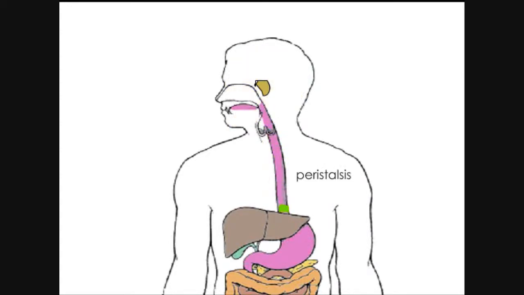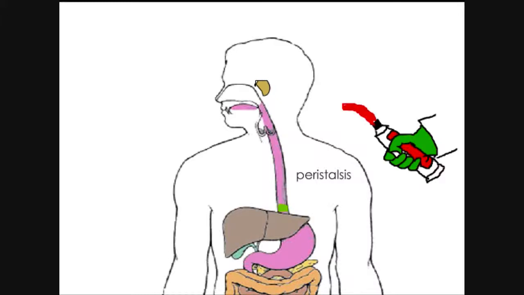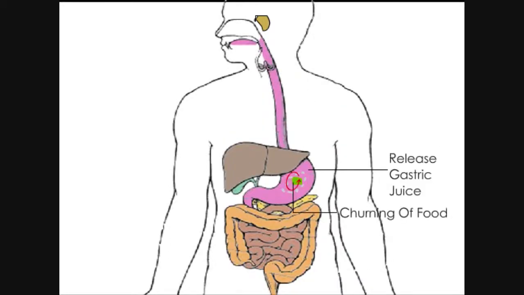The food passes from the esophagus into the stomach. It moves the food down by its wave-like action called peristalsis. What happens when you press a toothpaste tube? Is peristalsis comparable to that action? The stomach stores the food temporarily. It releases a secretion called gastric juice, which breaks down the proteins.